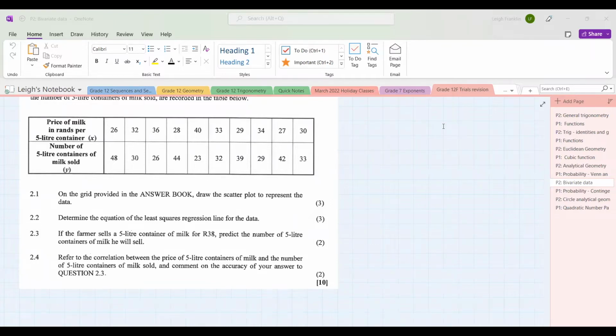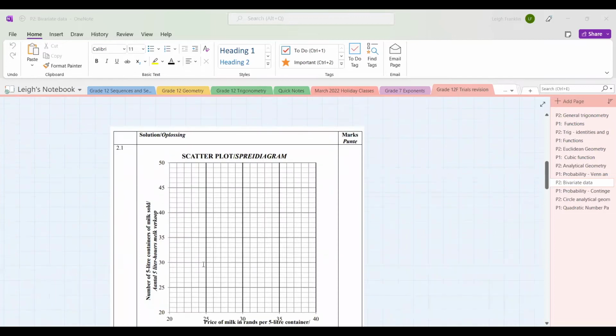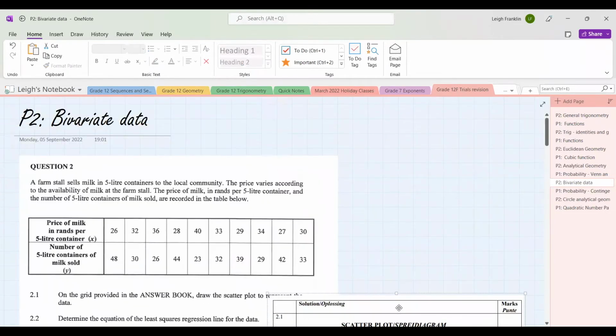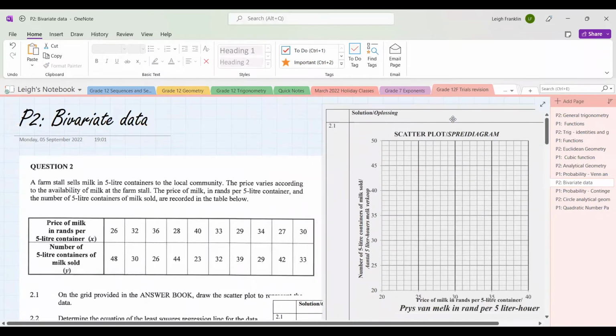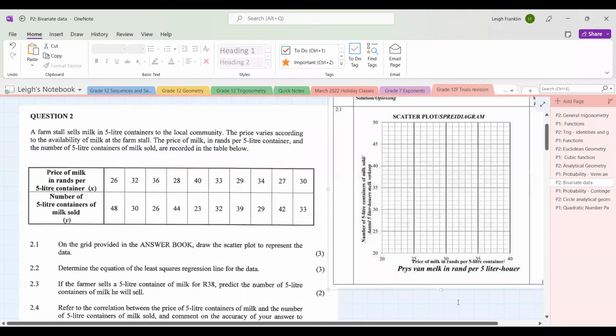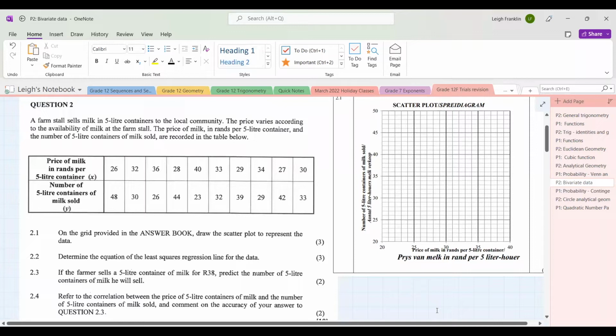The first thing that they ask us to do is, on the grid provided, draw a scatter plot. So I have gone and chopped that out so that it's here. And let me see if I can make it a little bit smaller. Is it okay if I make it a little bit smaller? Can everybody still see that? Is that okay?